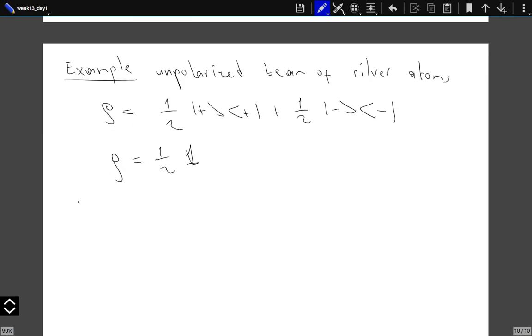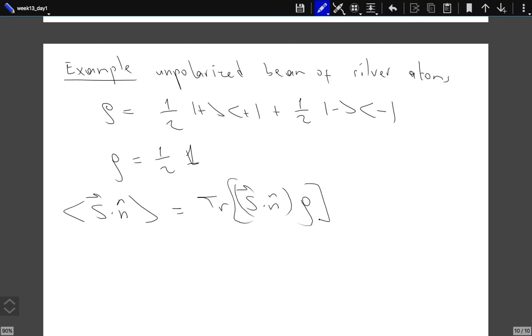So if you want to calculate, let's say, the expectation value of S dot n, n can be any direction. You can look at the average in the x direction, average in the y direction, average of spin in the z direction. This will be equal to the trace of S dot n rho. But rho is just the identity matrix. This is 1/2 trace of S dot n. But the trace of the spin is just 0. So basically this tells me that whatever n is, the probability of having plus in that direction is equal to the probability of having minus in the same direction.